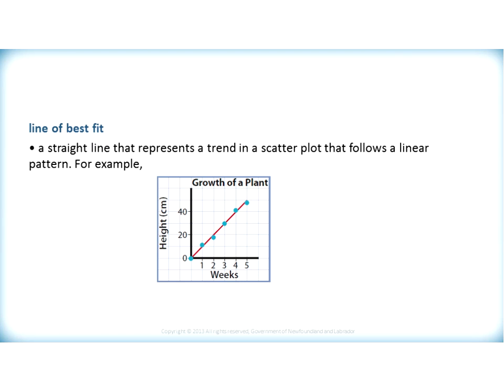Okay, when we have a scatter plot, we often see a trend in the data, and when we see a trend, we can add a line of best fit. And a line of best fit is a straight line that represents a trend in a scatter plot that follows a linear pattern. For example, the growth of a plant over a number of weeks is a roughly linear relationship, the height of the plant over those few weeks.